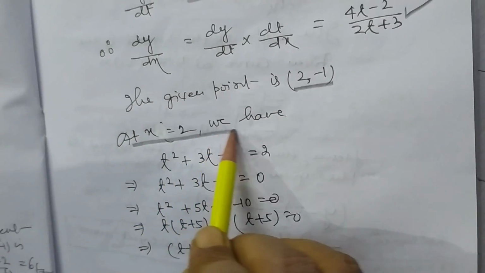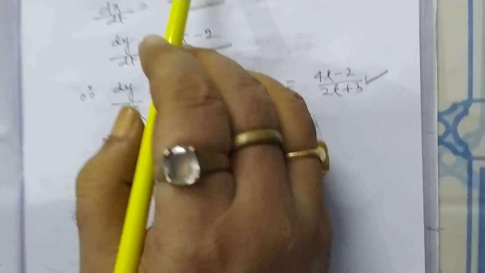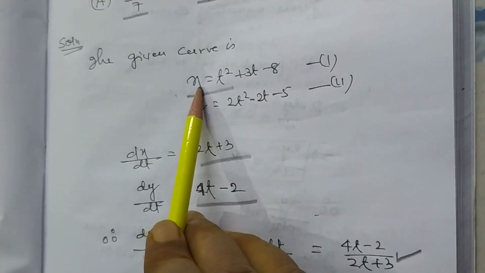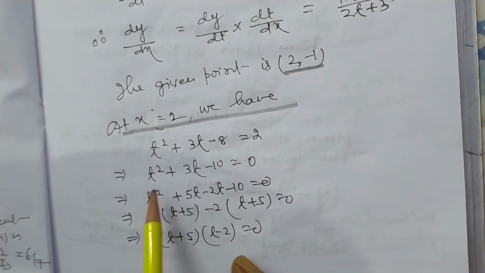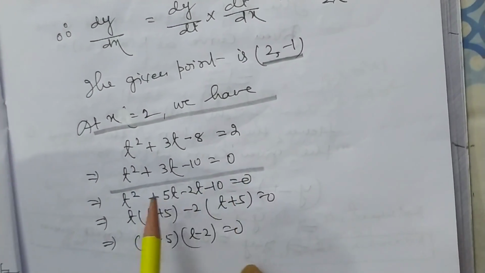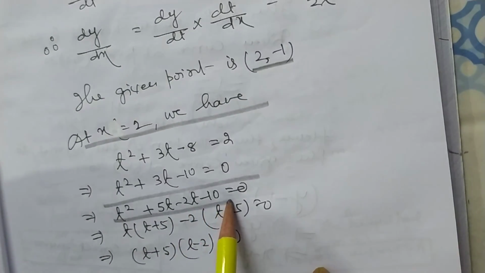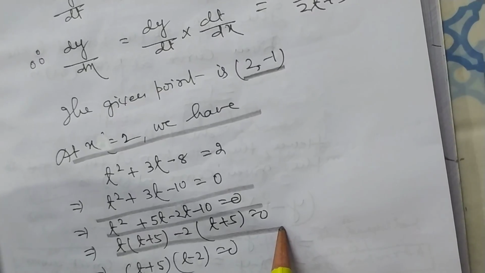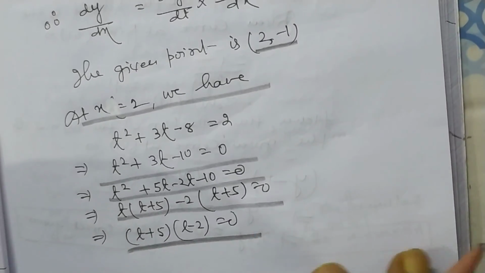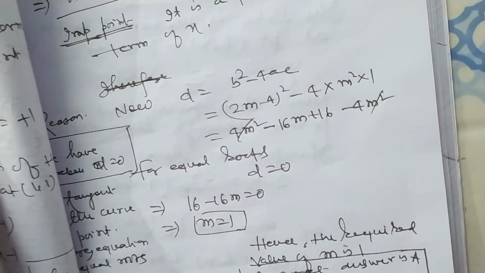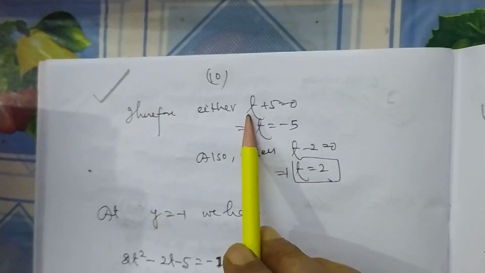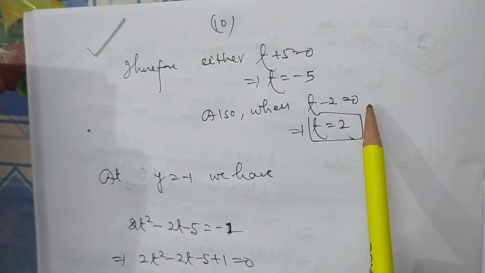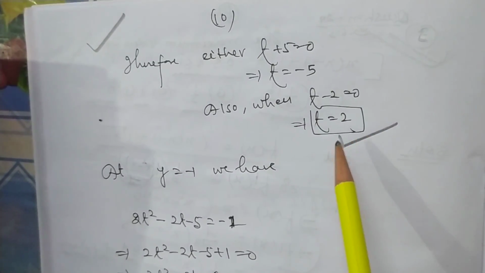So at x = 2 we have the equation t² + 3t - 8 = 2, and by putting the value of x = 2 we have t² + 3t - 10 = 0, t² + 5t - 2t - 10 = 0, t(t + 5) - 2(t + 5) = 0. That is (t + 5)(t - 2) = 0. So now either t + 5 = 0, that is t = -5, or t - 2 = 0, that is t = 2.